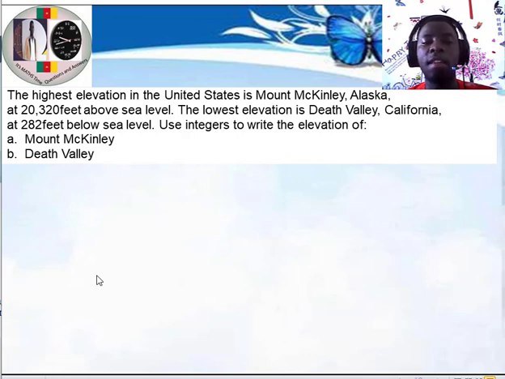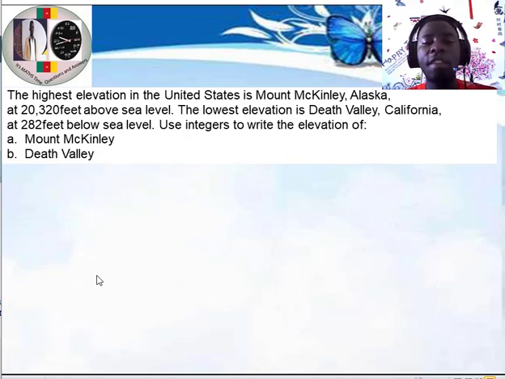B. Death Valley. So what actually do we need to look out for when we are handling situations like this? When we talk about sea level in elevation, what do we mean? The origin, the earth surface, the origin. At sea level, we consider it to be 0. Anything above sea level is a positive number, and anything below sea level is a negative number.